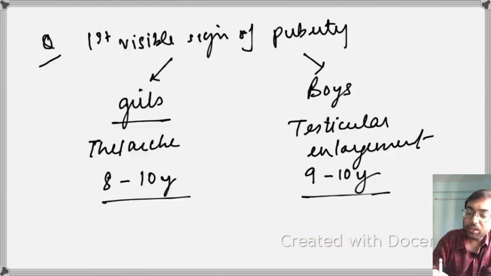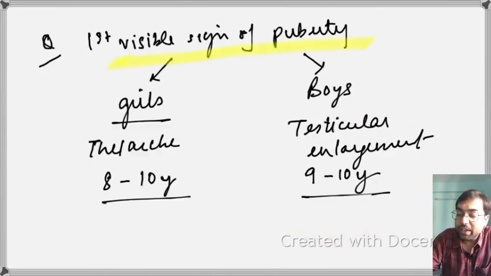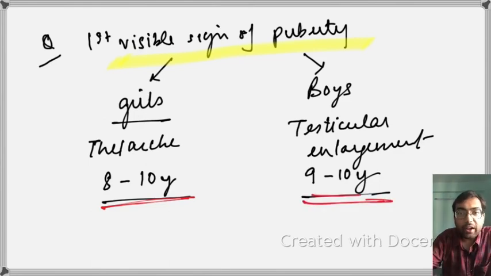So this is a question which is asked many times: which is the first visible sign of puberty? The first visible sign of puberty in girls is thelarche, and in boys it is testicular enlargement. They ask the age many times. So thelarche starts appearing at 8 to 10 years, and testicular enlargement starts appearing at 9 to 10 years. So you know that adolescence starts from 10 years. Just before adolescence, from 8 or 9 years onwards, these things start appearing.